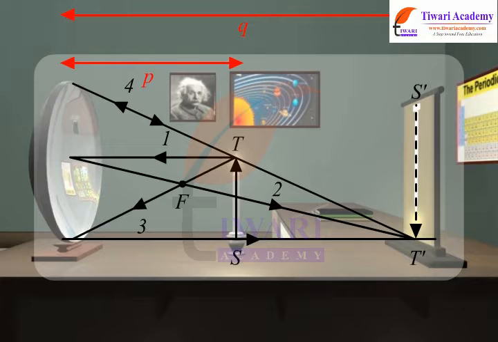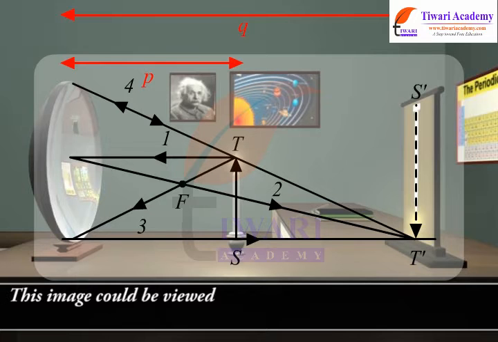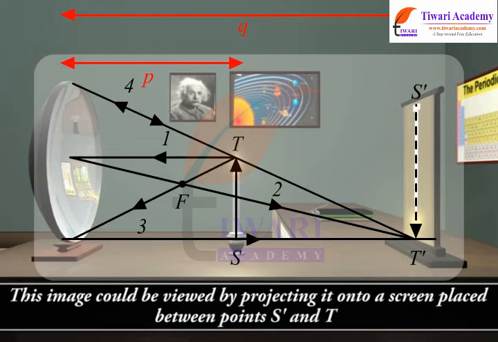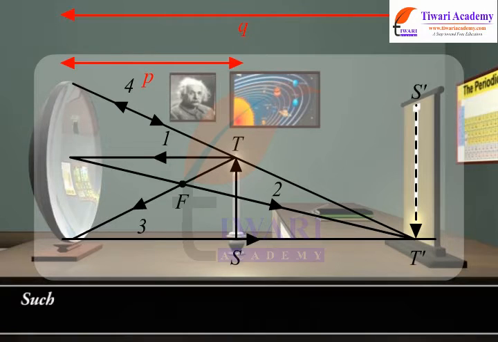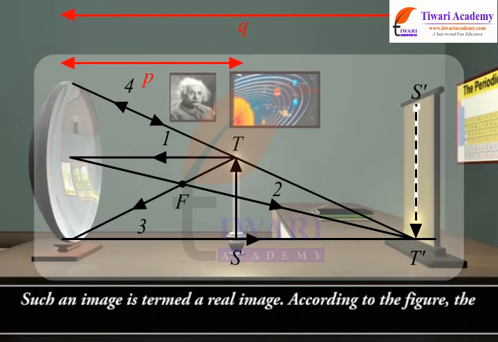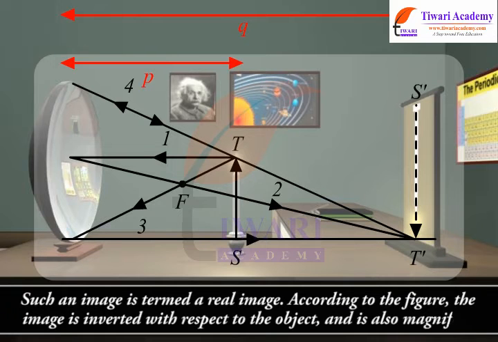As is easily demonstrated, rays emanating from other parts of the object are brought into focus in the vicinity of T1 such that a complete image of the object is produced between S1 and T1. This image could be viewed by projecting it onto a screen placed between points S1 and T1. Such an image is termed a real image. According to the figure, the image is inverted with respect to the object and is also magnified.